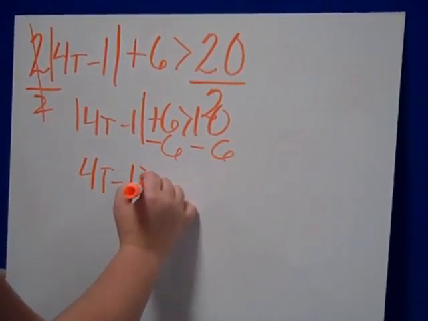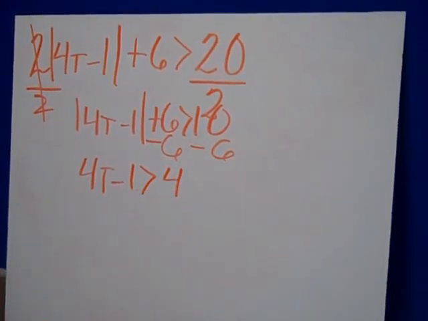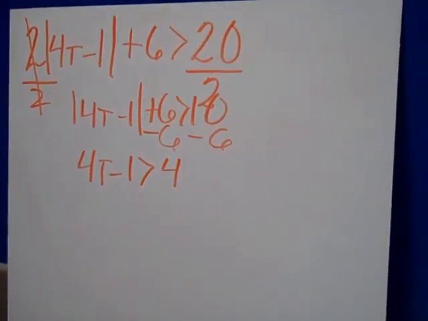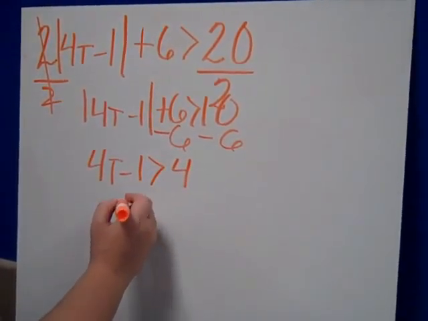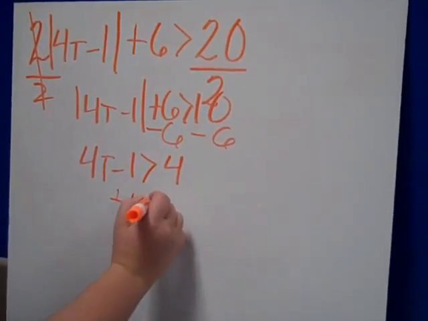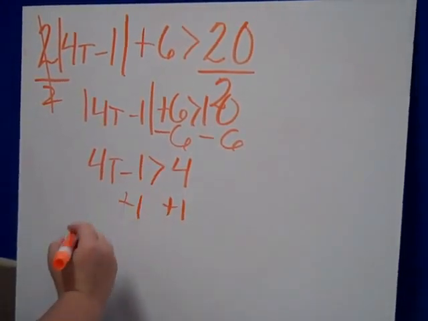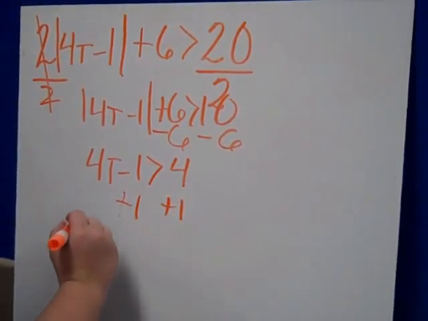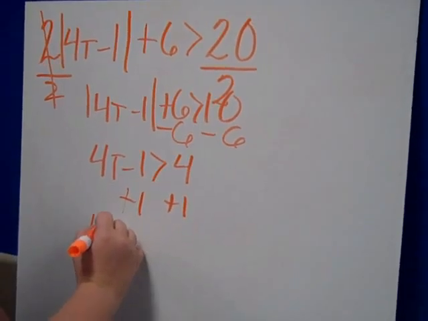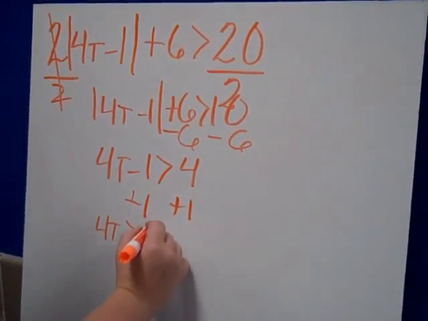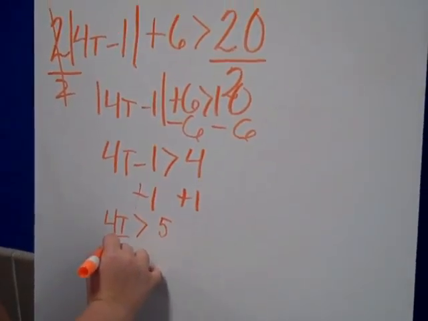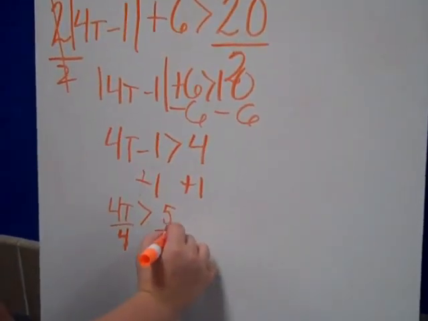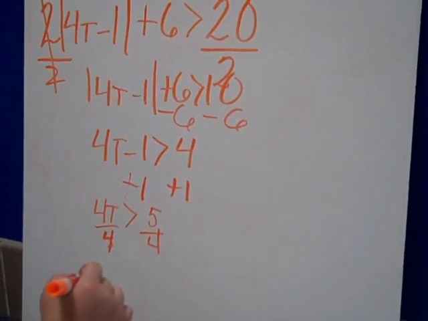Now, you have to get 4t by itself. So you would add 1 to both sides. Your problem now is 4t is greater than 5. Now you need to divide by 4. And you have t is greater than 1.25.